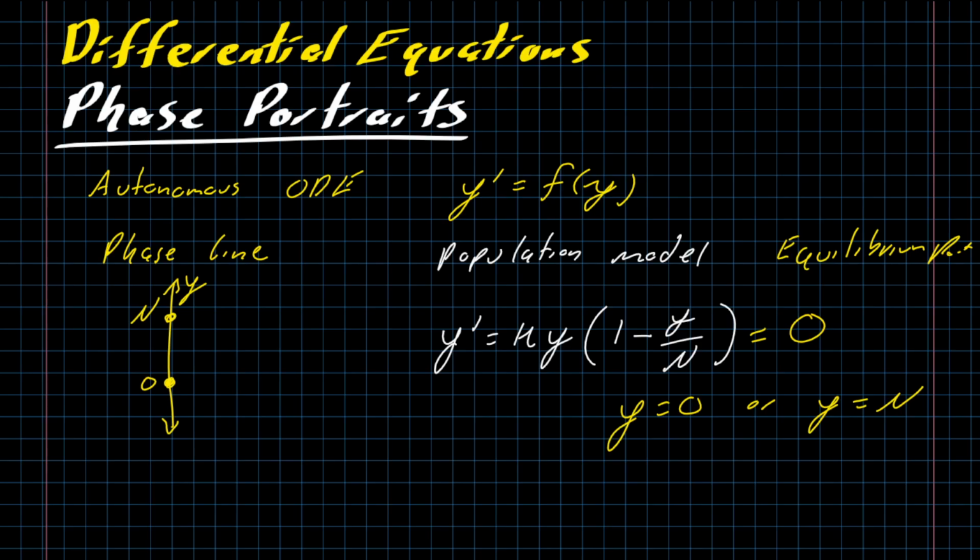If y is smaller than 0, then this first term here becomes negative, which means that the population is decreasing. If y is between 0 and n, everything is positive, which means that the population is increasing. And when y is bigger than n, this thing becomes negative, which causes the population to decrease again.